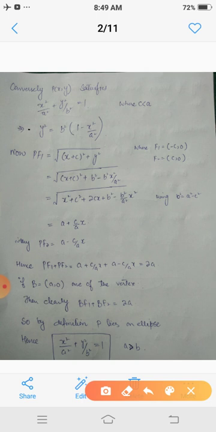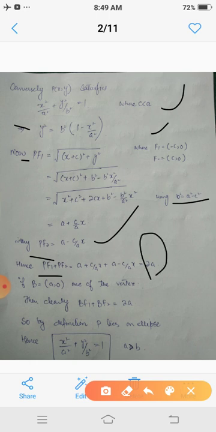Then y square equals b square into 1 minus x square upon a square, where c is less than a. Here F1, the focus of an ellipse, is (-c, 0) and F2 is (c, 0). Then PF1 equals a plus c by a times x, using b square equals a square minus c square. Similarly, PF2 equals a minus c upon a times x. Then their sum, PF1 plus PF2, is 2a.